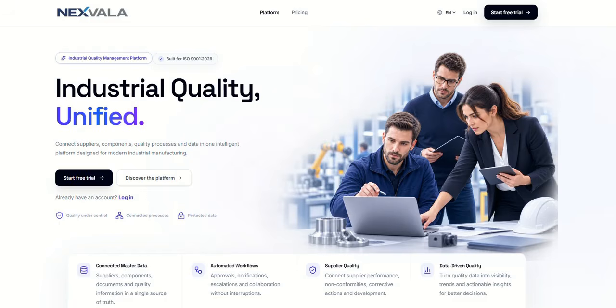What is Nexvala? Well, Nexvala is an industrial quality management platform, and as the slogan, Industrial Quality Unified, says, it encompasses the entire quality management process at 360 degrees. Unlike other software that might be fragmented and only manage certain parts, Nexvala aims to manage industrial quality at 360 degrees, therefore supplier quality and internal plant quality.